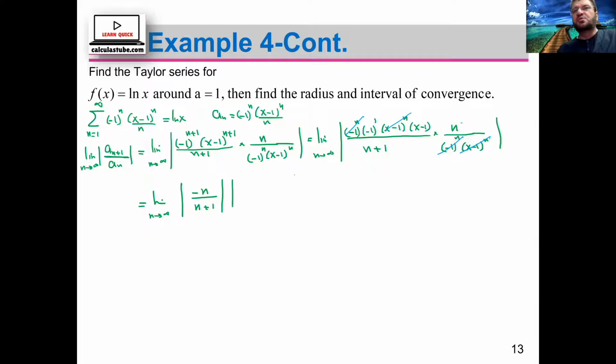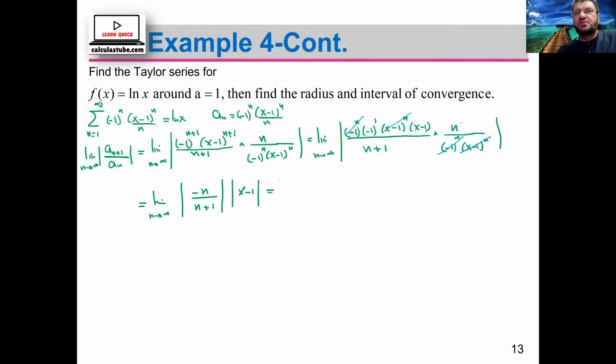Times the absolute value. Now let's look at the x's. What am I left with? The absolute value of x minus 1. So far, so good. This is for the x's. Now, don't forget that n starts from 0 to infinity in the polynomial, right? So it starts from 1 to infinity. So n is always positive.